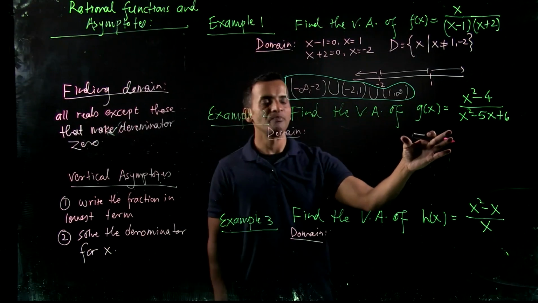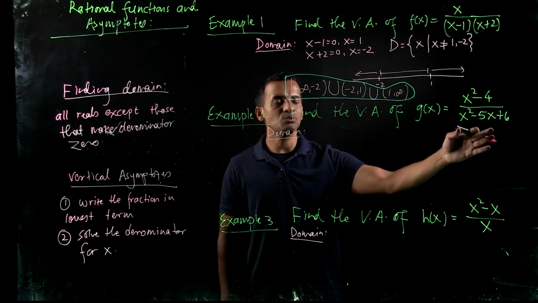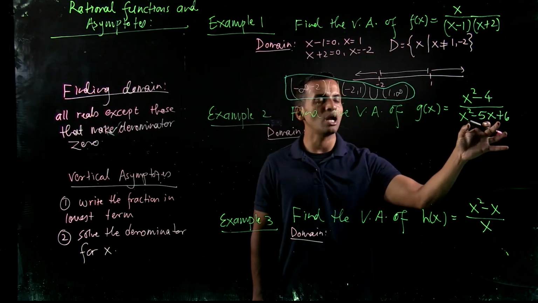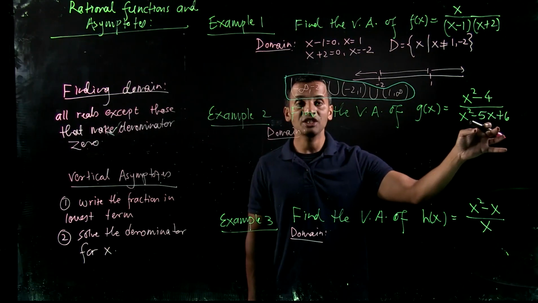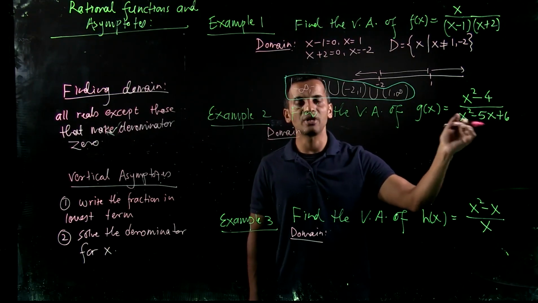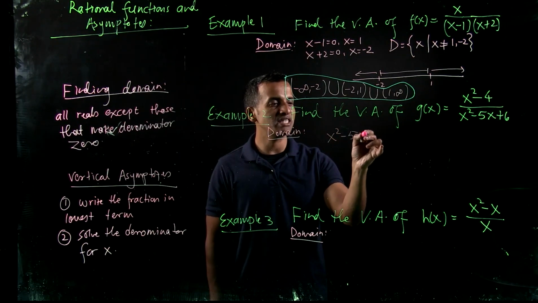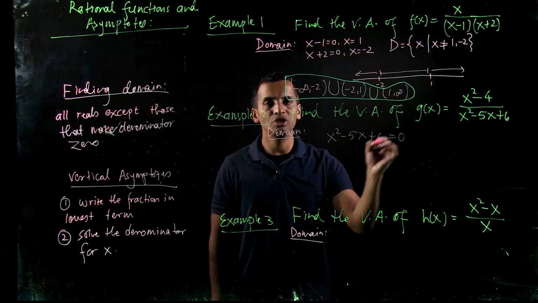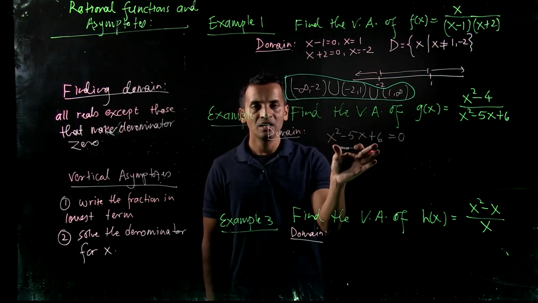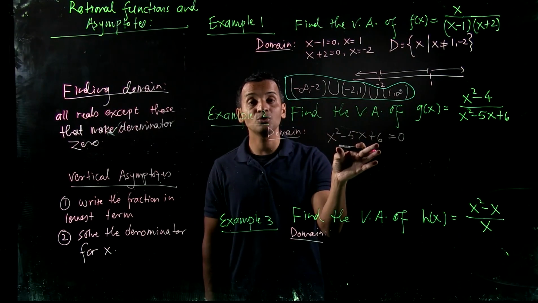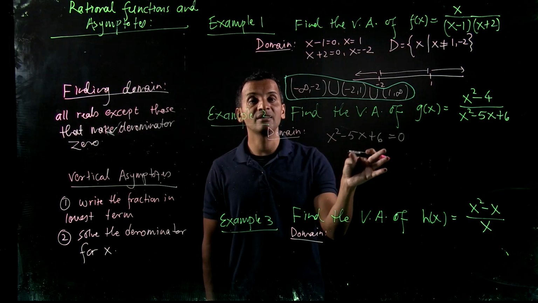So how about this function? What is the domain of this one? What you do again is you solve the denominator. Since there is x in the denominator, you solve it for x. So how do you solve that? You write x squared minus 5x plus 6 equals 0. Can you get the factors? If you cannot get the factors, you can use the quadratic formula and then get the values of x.